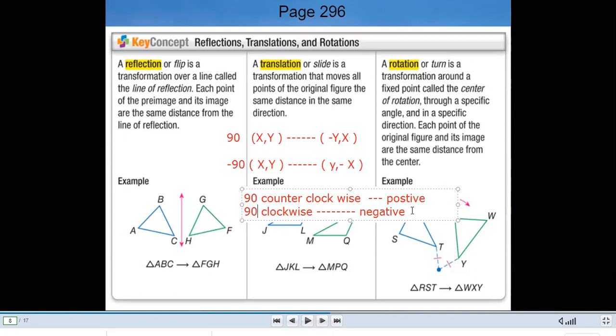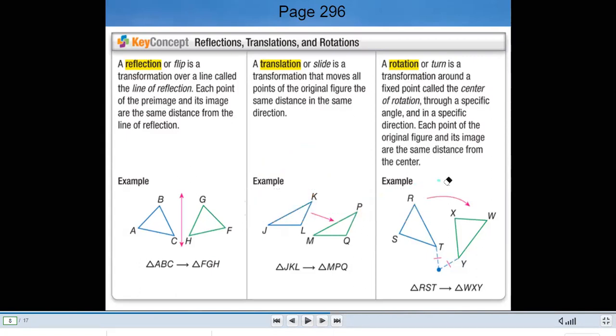What about 180? If you want to rotate anything 180, you will switch? No, we will keep it the same but negative. We will change only what? The signs of the x and y. Yes, we will multiply both of them. This is negative x and negative y.